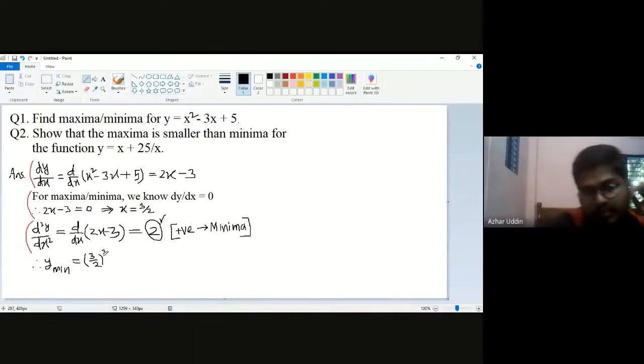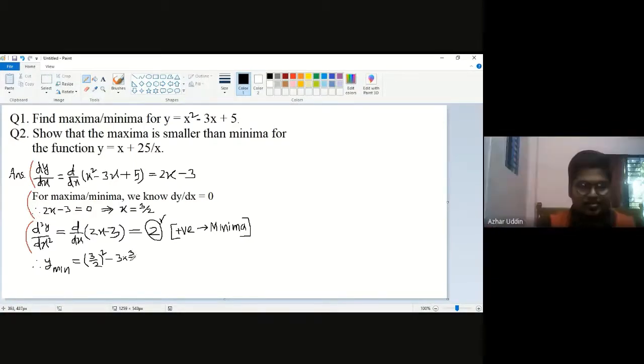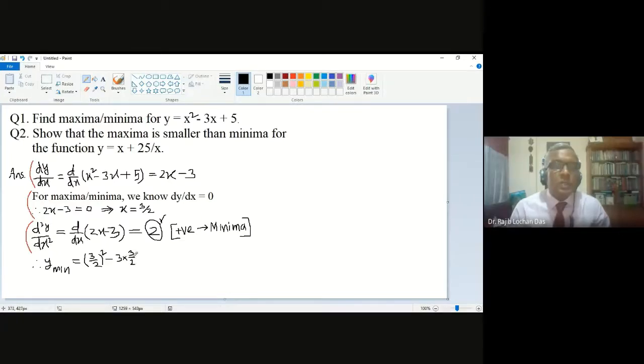Be careful, that value of x is not cubed, it is pure. That value of x, 3 by 2, squared, will be put into the original given function. So do not make a mistake when calculating the minimum or maximum value. This is the original function. You put x equals 3 by 2 and the answer will come. That is not a big deal. Whatever the answer is, that will be the minimum value. Your answer is done. So that is the first example.